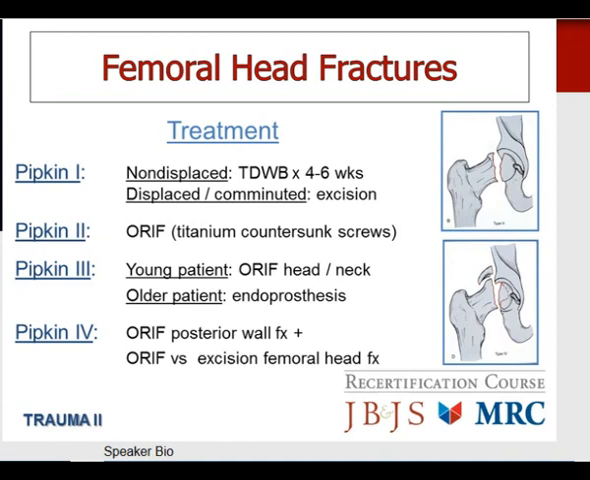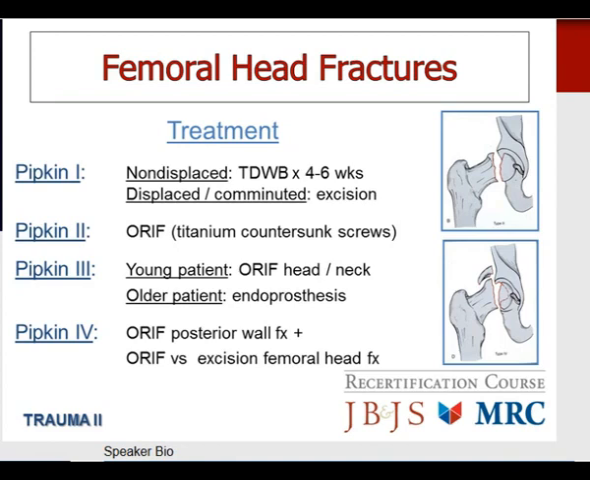Pipkin 3 fractures have the worst prognosis and fortunately are also the most infrequent of the Pipkin injuries. That's a Pipkin 1 or 2 in association with a femoral neck fracture. If the patient is young and functional, the patient should be treated with open reduction internal fixation of both the head and neck fractures. In an older patient, prosthetic replacement of the proximal femur would be appropriate.